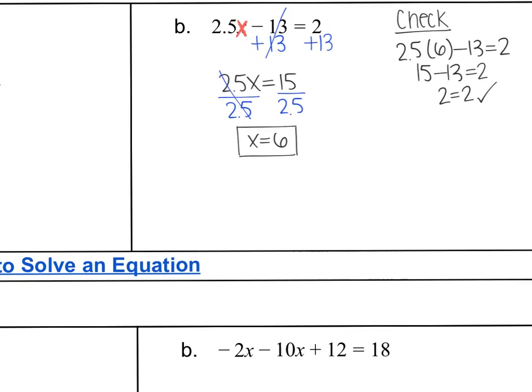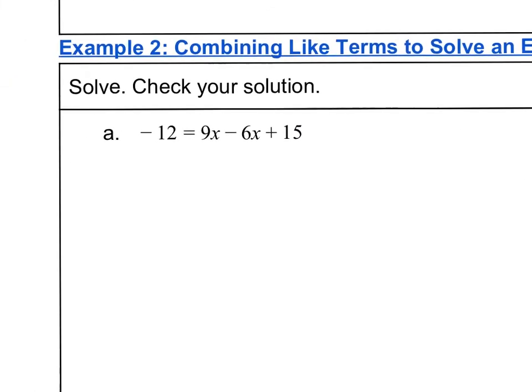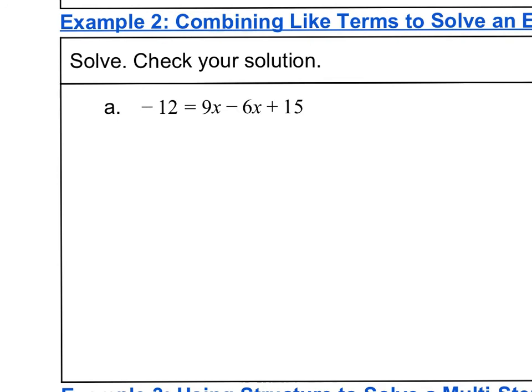Let's take a look at the next one, because the next one's going to get a little bit more complicated. What's a little bit more complicated about this next one is now we actually have the same variable twice. We have an x here and here. So we're going to have to do what's called combining like terms. Hopefully you remember combining like terms from a previous math class.